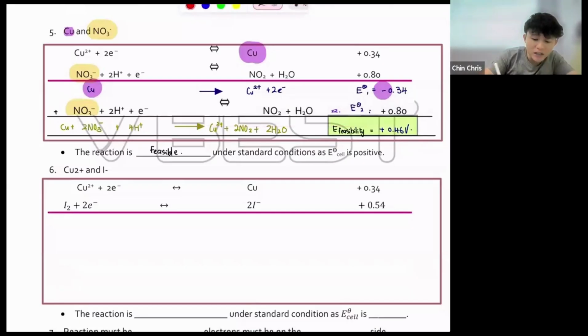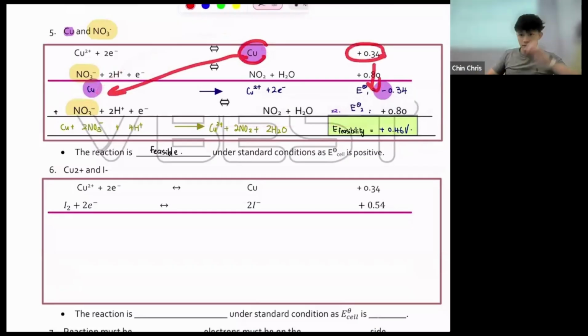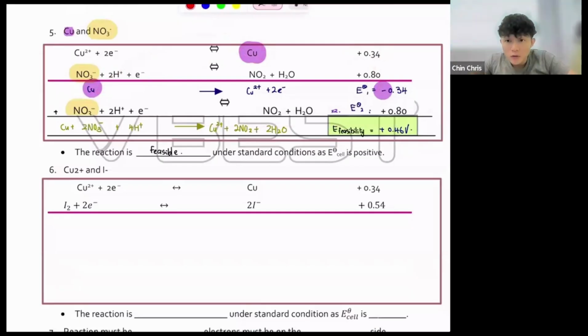Why did I change to negative? Because I flip the direction. You can see, when you flip the direction, you change the sign. Will the mole of electron change the value? No, the mole of electron will never change the value. Why is the arrow not back and forward? Because the reaction is going this way. It will not proceed backward.